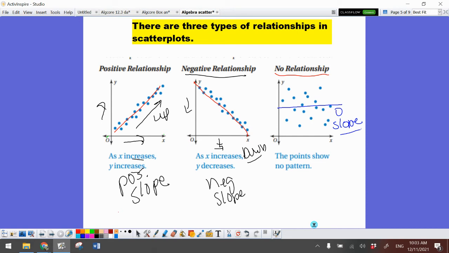Okay. To split that data, I actually would end up going horizontal. There's half of it above it, half of it below it. There is no pattern. Okay. So positive is going up, negative is going down, and no relationship. It's just scattered all over the place.